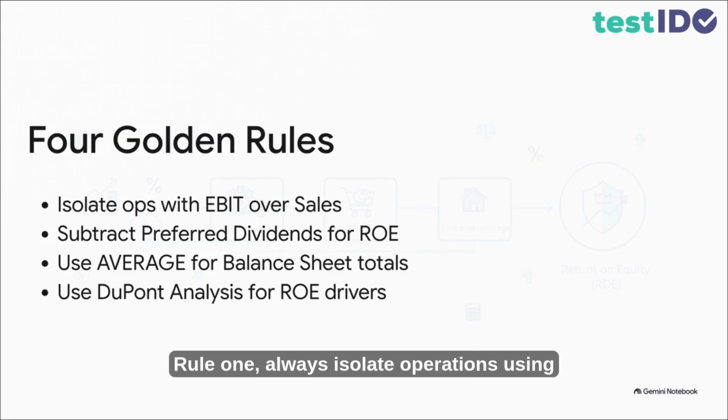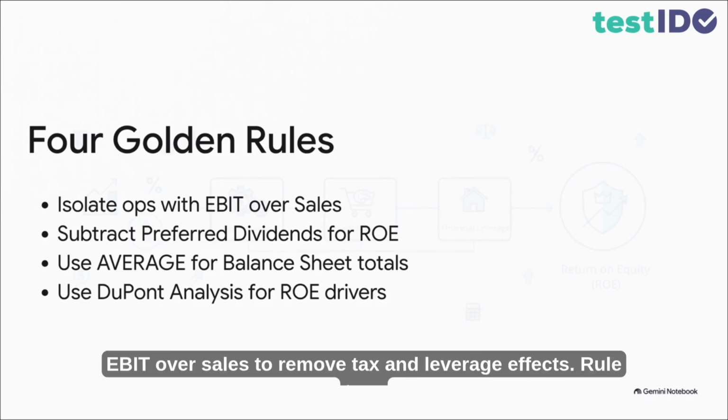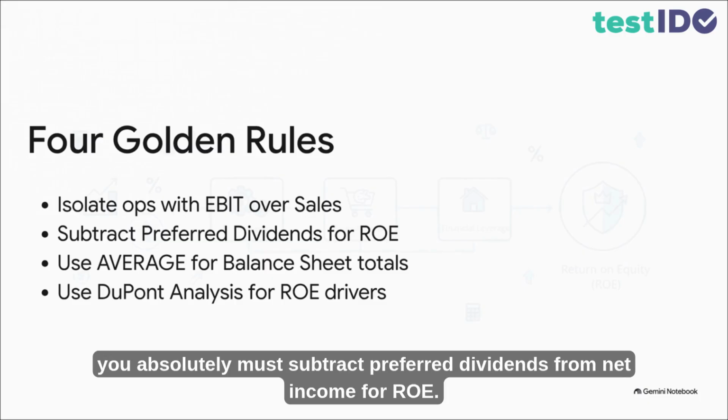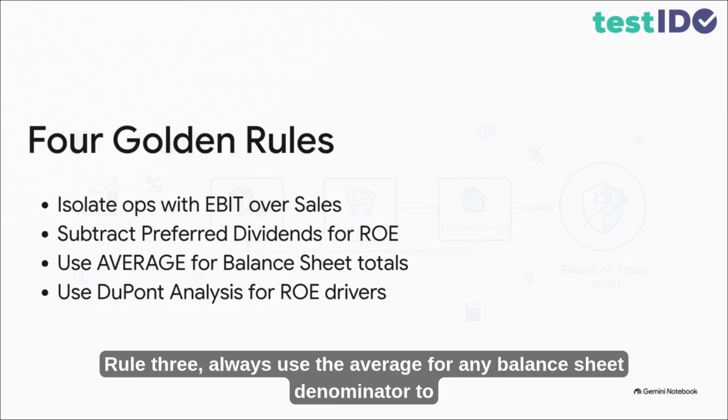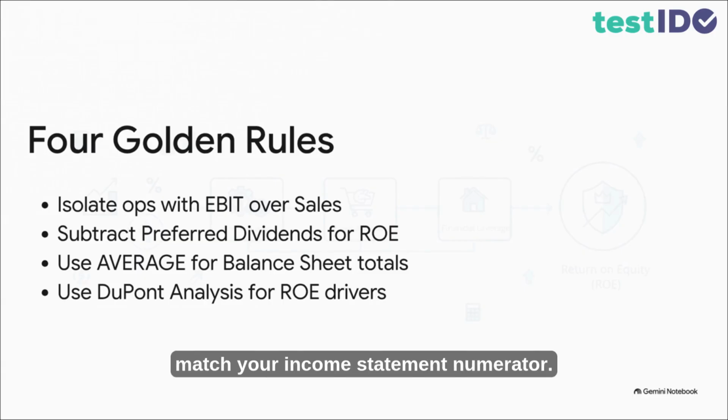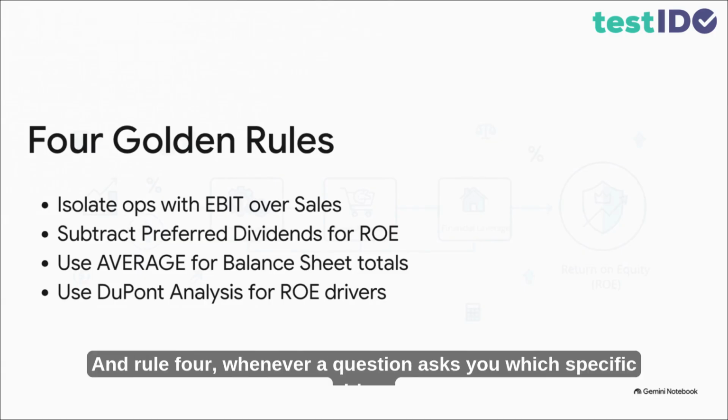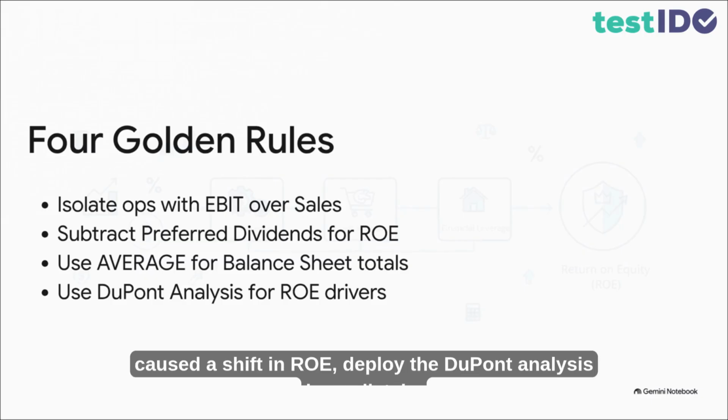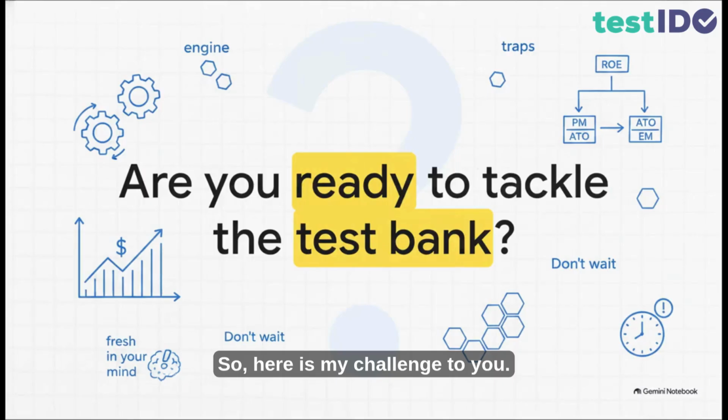Rule 1, always isolate operations using EBIT over sales to remove tax and leverage effects. Rule 2, you absolutely must subtract preferred dividends from net income for ROE. Rule 3, always use the average for any balance sheet denominator to match your income statement numerator. And Rule 4, whenever a question asks you which specific driver caused a shift in ROE, deploy the DuPont analysis immediately.